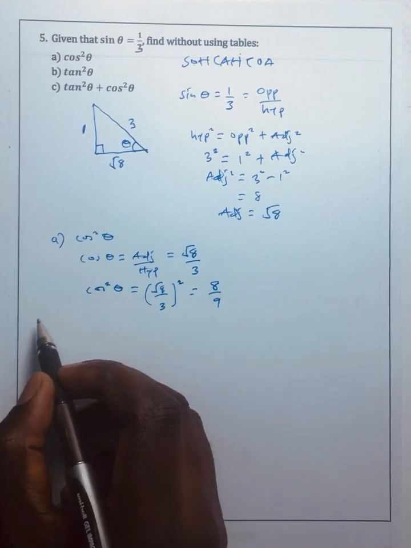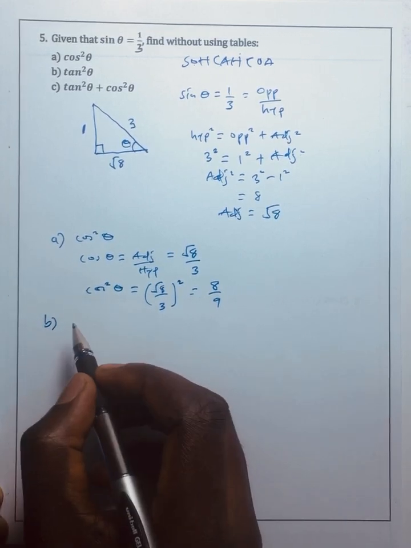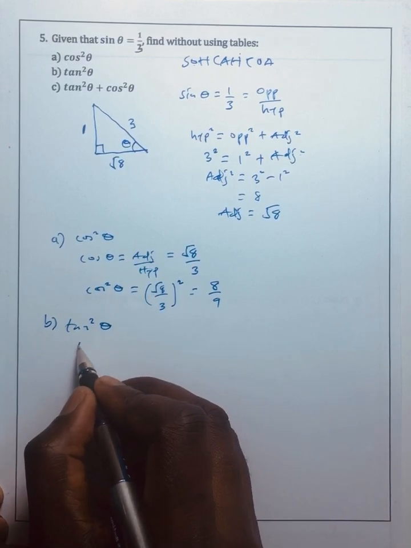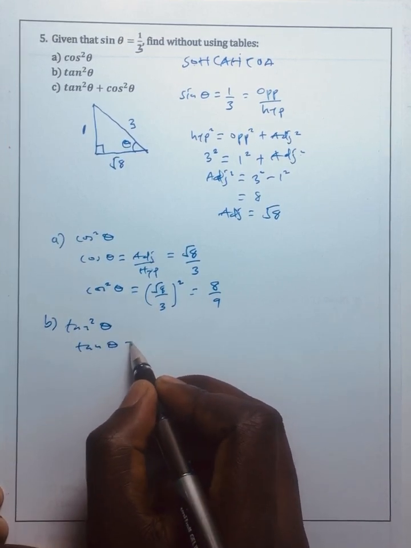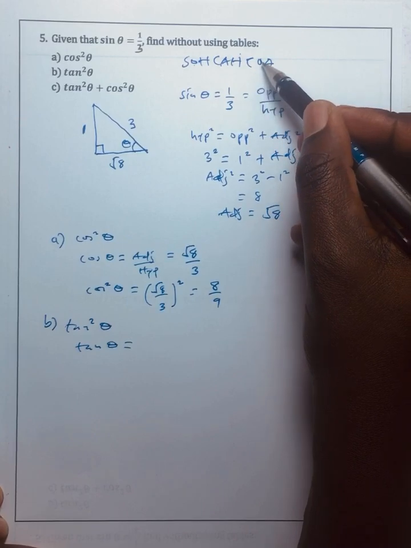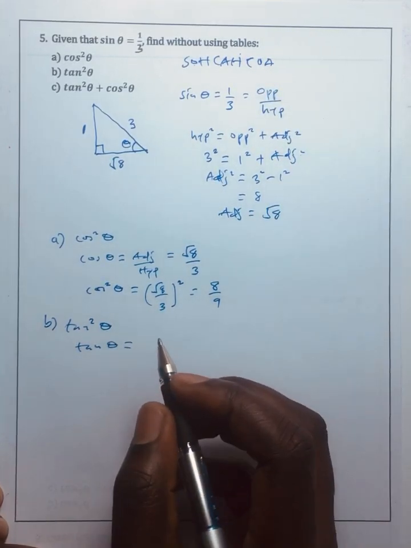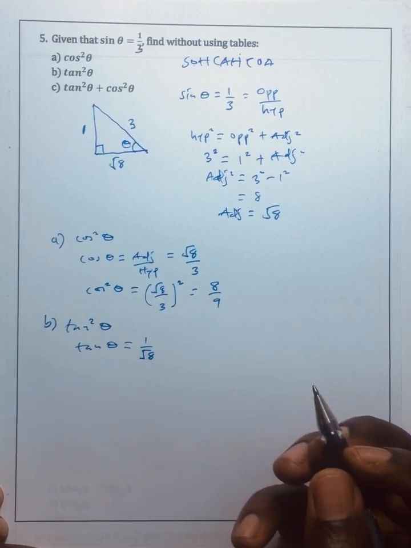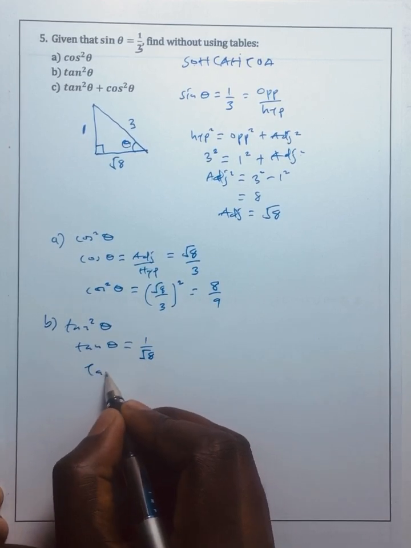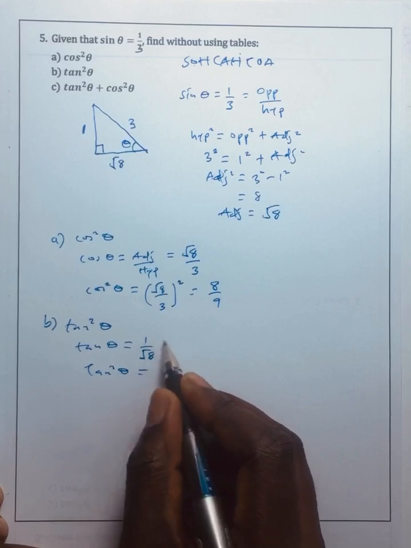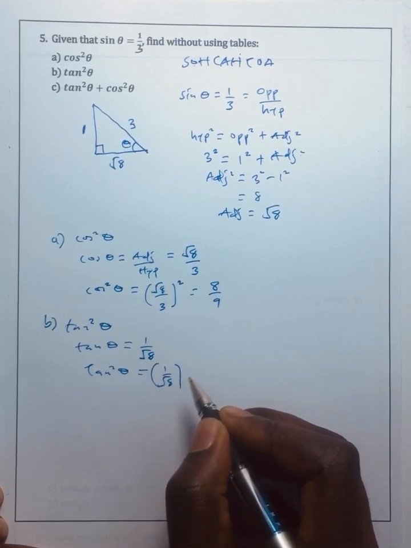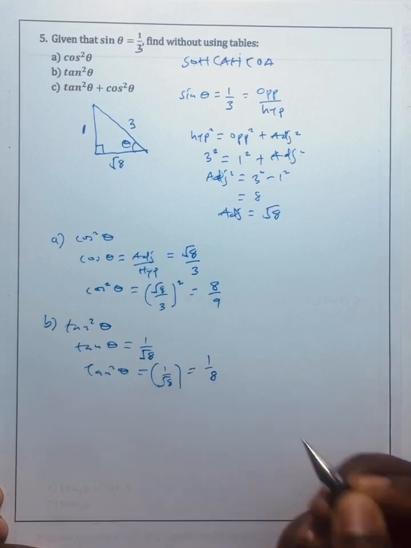And then part B, we want tan squared theta, and we know that tan theta is obtained by taking opposite over adjacent. So the opposite is 1, and the adjacent is root 8. So for us to get tan squared theta, we just square the tan theta, which is 1 over root 8. If you square that, you're going to have 1 over 8.